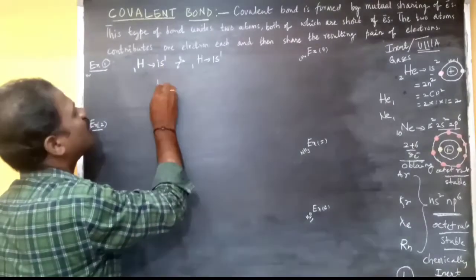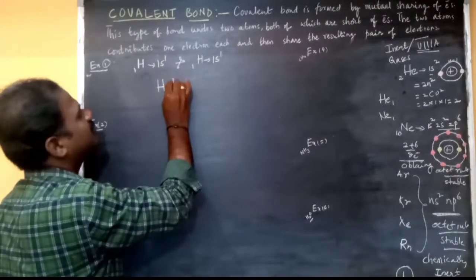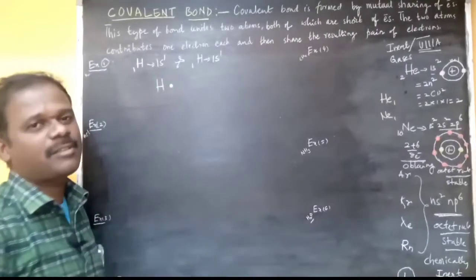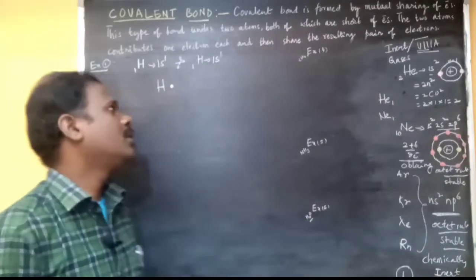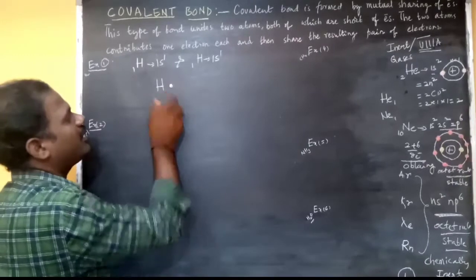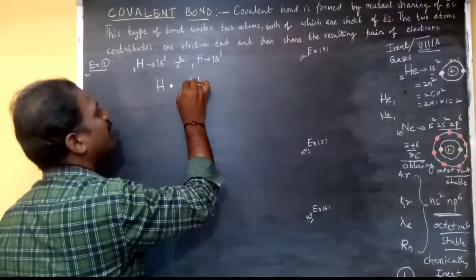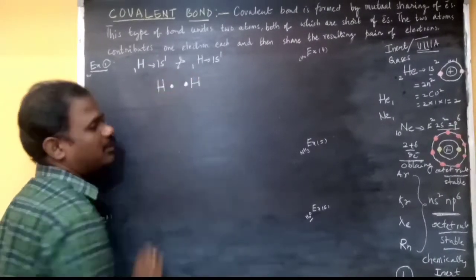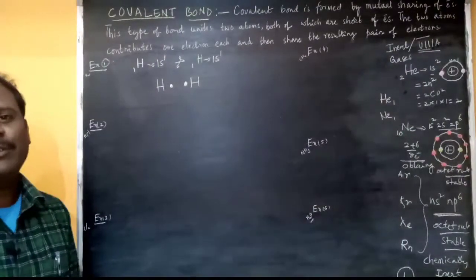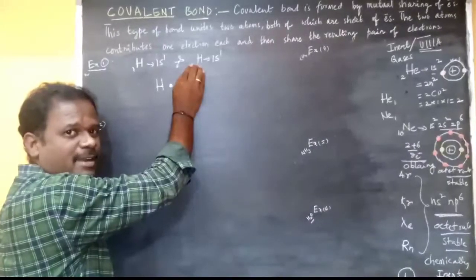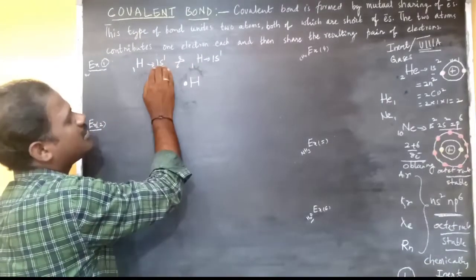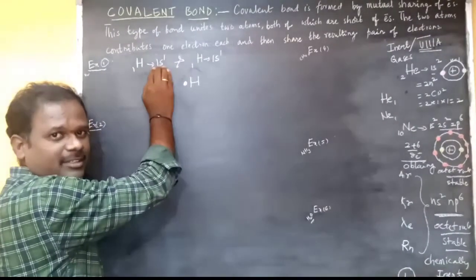So by the Lewis dot model we can represent it like this. For the number of valence electrons, we represent that many dots. So hydrogen has only one electron and another hydrogen also has one electron. Individually, this hydrogen contains only one electron and this hydrogen also contains only one electron.